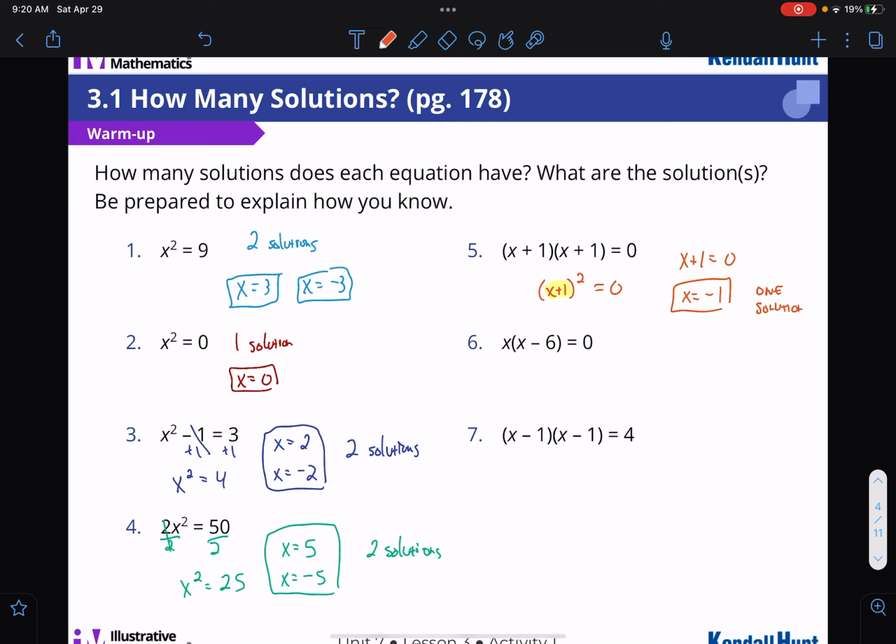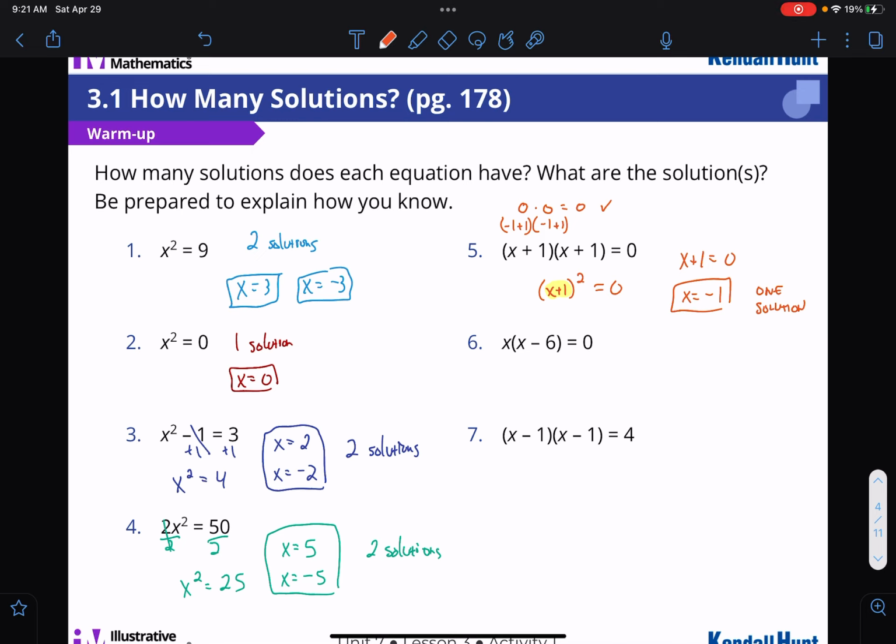One solution. Because if I plug in that negative 1 plus 1 times negative 1 plus 1, that's going to be 0 times 0, which is going to equal 0. It's how we can always check our solutions to make sure they actually make sense. But there's no other possible way for x plus 1 squared to equal 0.